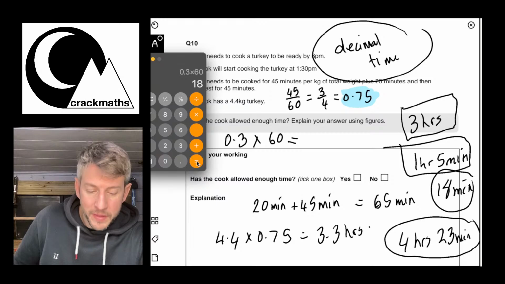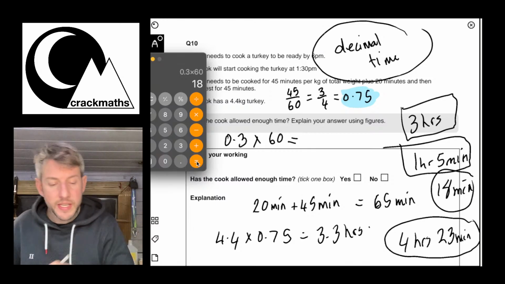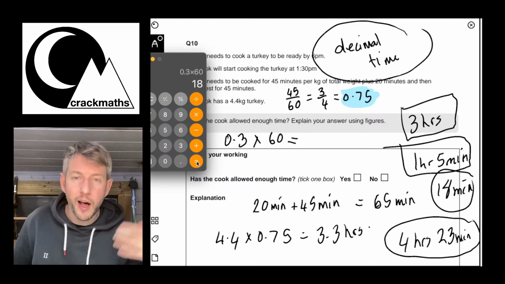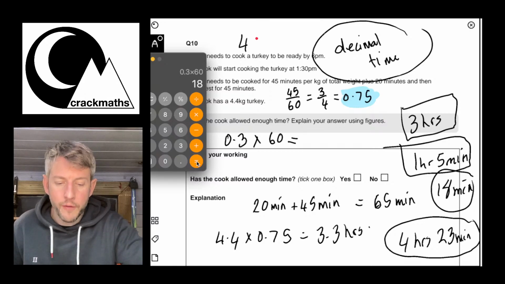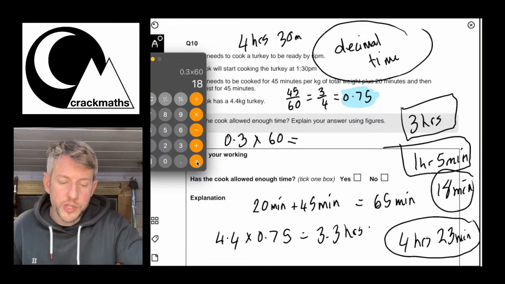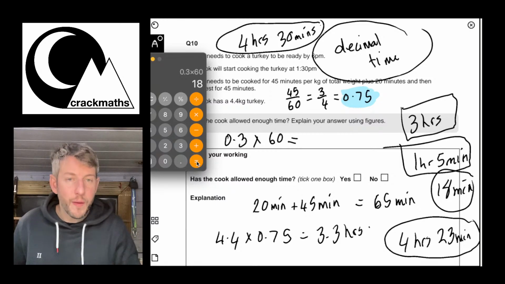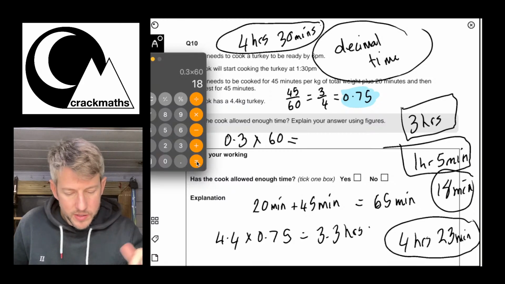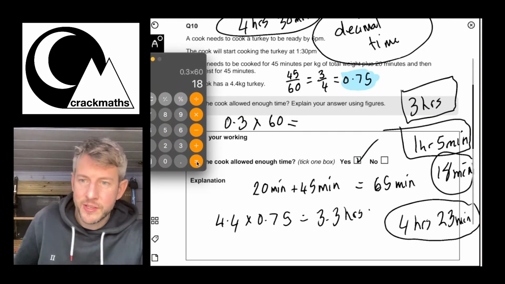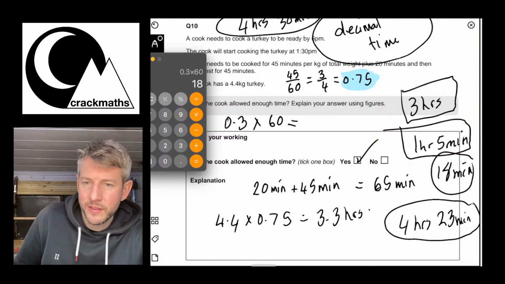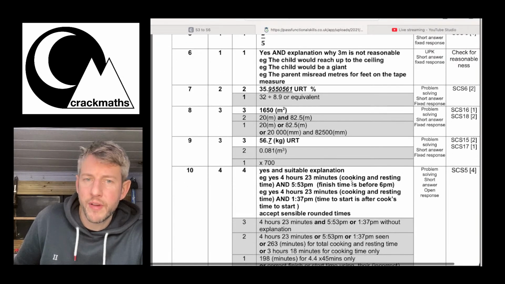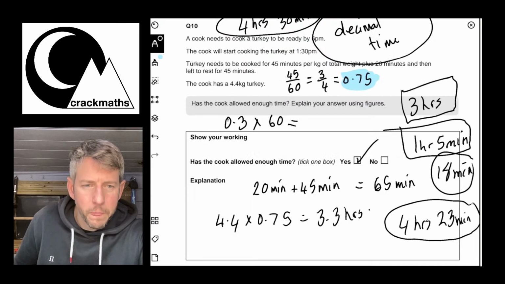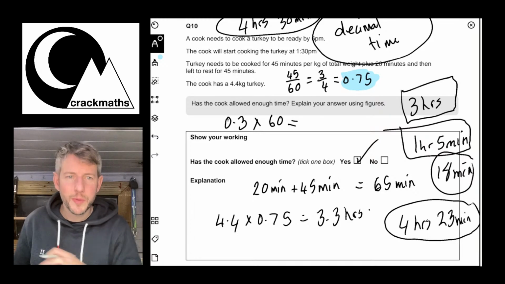Has she left enough time? Yes, she has, because 1:30 to 2 is half an hour, and then 2 to 6 is 4 hours. So 4 hours, 30 minutes is what she left. 4 hours, 23 minutes is what she needs. So has the cook now given enough time? Yes, she has. Okay, so let's quickly check the answer. And here we go. Yes, 4 hours, 23 minutes. So that's what you needed to get all your marks. Okay, let's continue. So, next question.